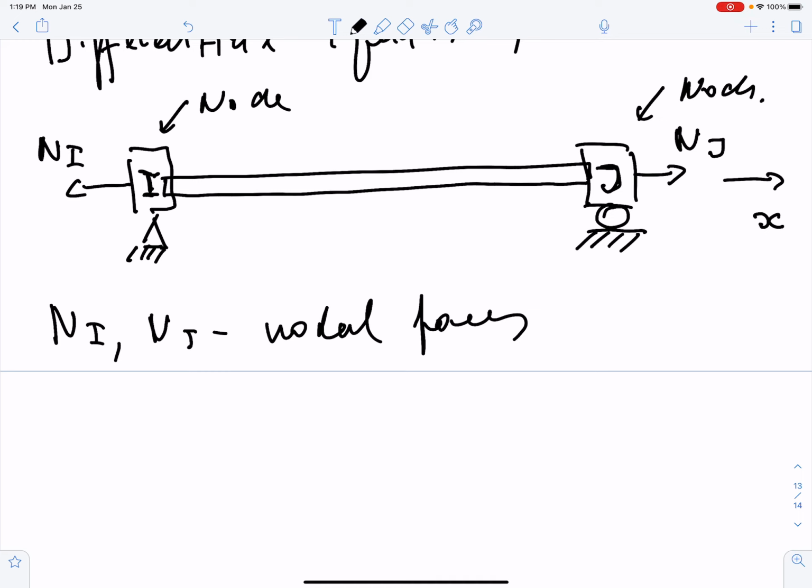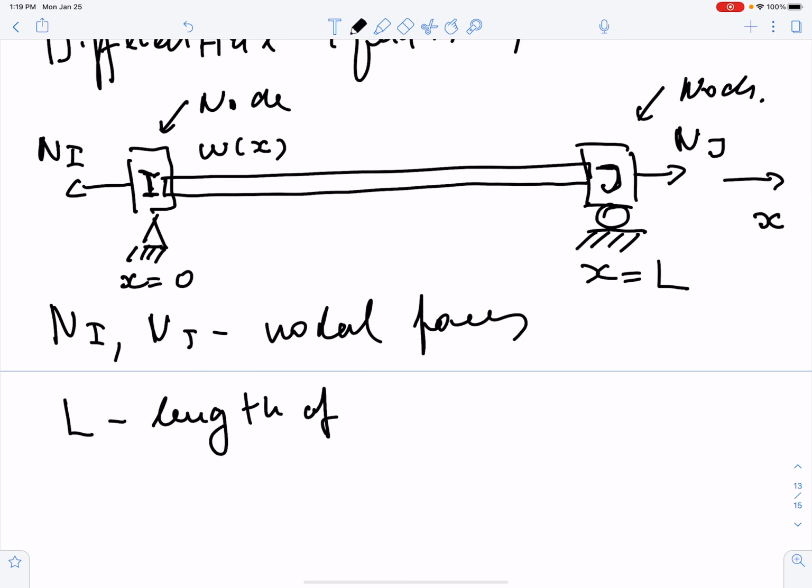Okay, and then I will allow a distribution of what's called the axial force, the axial load. So I'm going to denote this guy W. I'm going to make this a function of x, right? By the way, here x equals 0. Here x will equal L, where L is going to be the length of the bar. Okay. And I'm going to subject it to a distributed load, W. Okay.